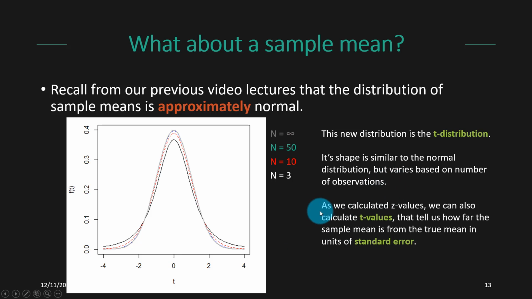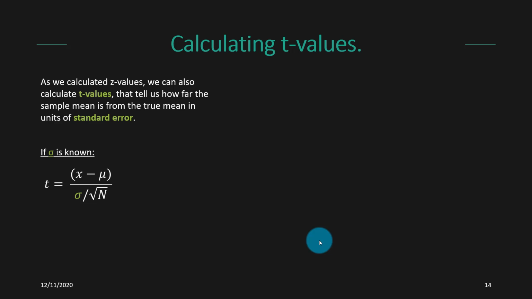Now, we can use this distribution in exactly the same way. Similar to how we calculated z-values, we can now calculate t-values, and they're going to tell us how far away the sample mean is from a hypothetical true mean in units of standard error.